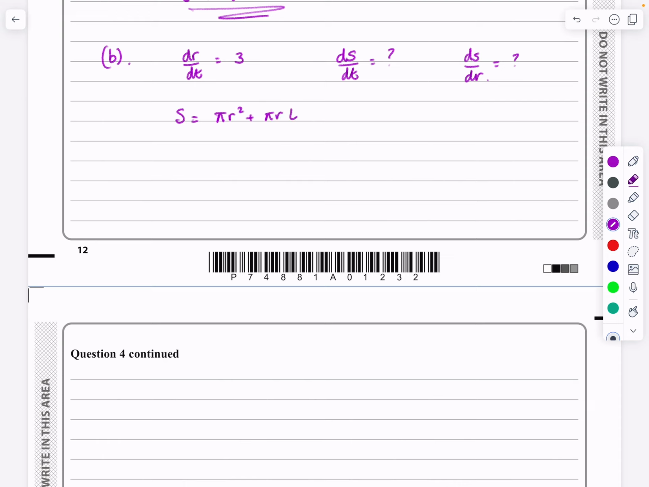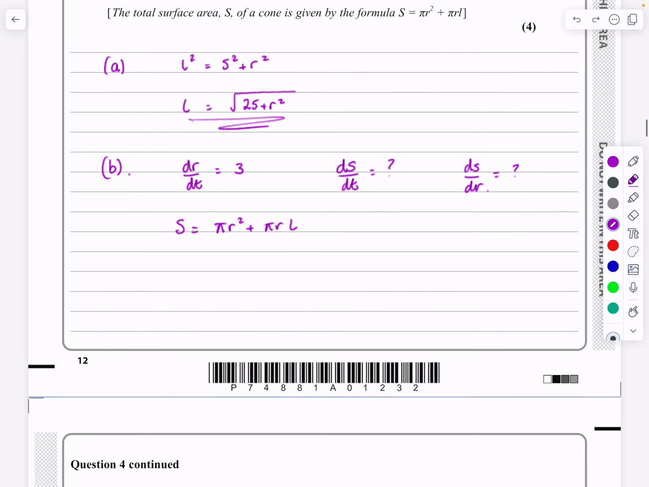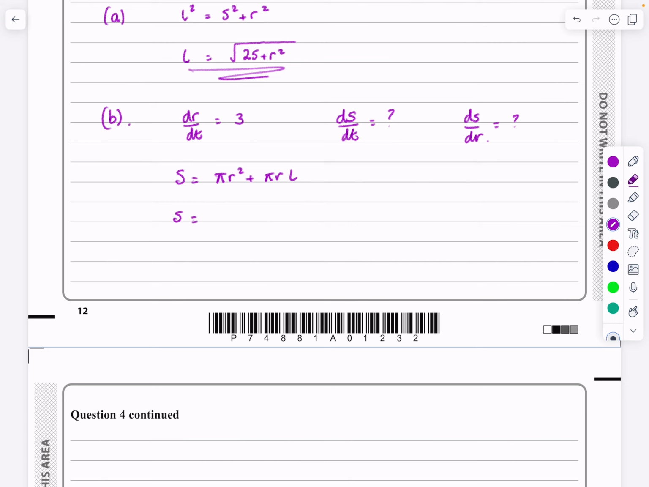So because it's ds by dr, I know I need to get rid of that L there, and they've sort of led us into that, haven't they, with what they've done there. So they're trying to lead us through this question. What I need to do with that formula, before I can do anything else with it, is get rid of the L. So S is equal to pi r squared plus pi r, and then, not very nice, the square root of 25 plus r squared, but we may as well write it as to the power of a half. If we're going to be differentiating, we need to be able to do something like that.